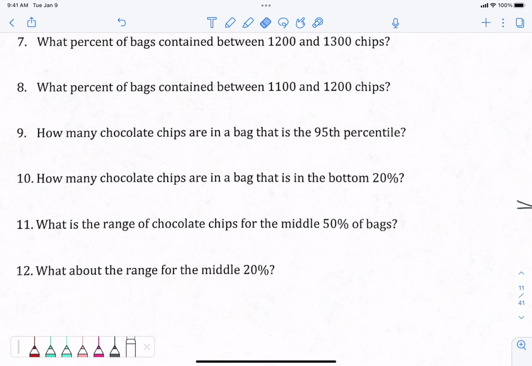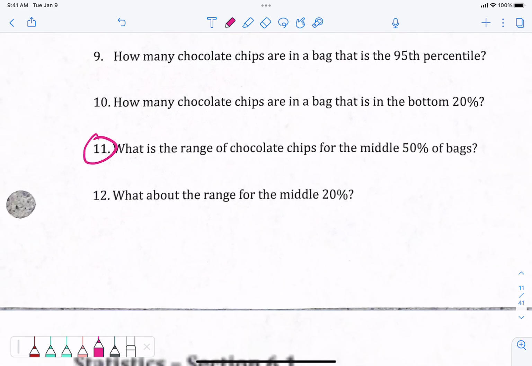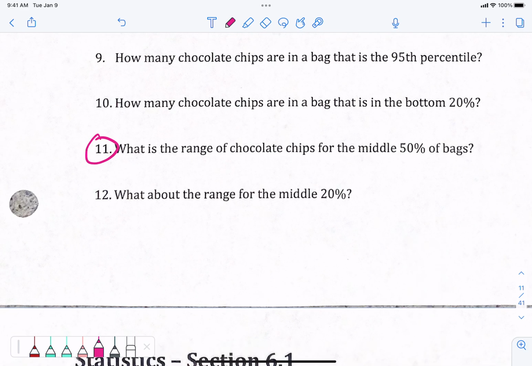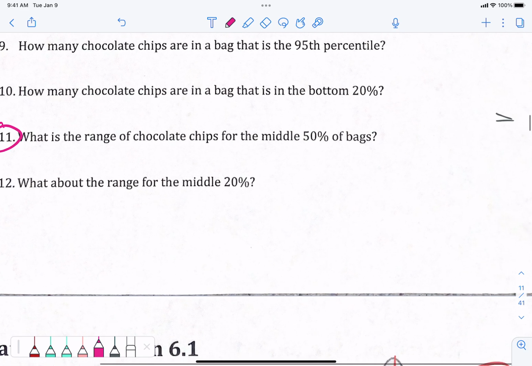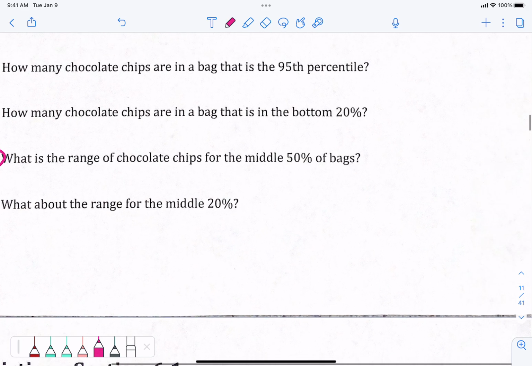Let's do number 11 really quick. This one's a tough one. Number 11. We're going to do number 11. How about we do them both? We'll see. You try those ones by yourself, but you should be able to do number 11.